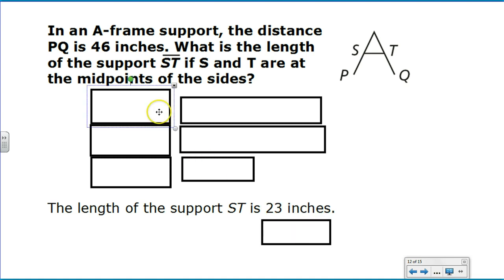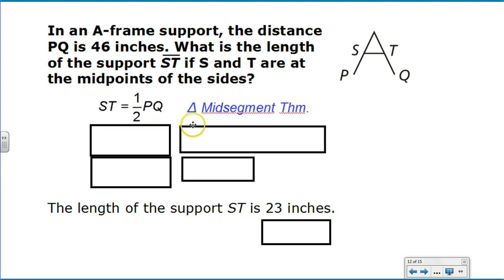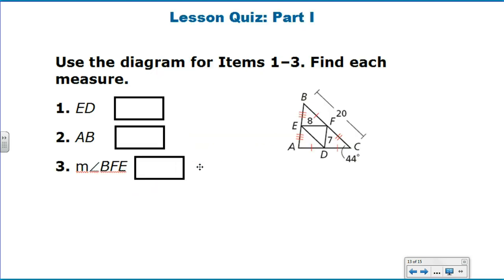We can prove it by saying that ST is half of PQ, based on our triangle midsegment theorem, right? And do we know the length of PQ? Yes, we do. It is 46, so we can substitute. And then we can simplify, and half of 46 is 23. Good job. Try the quiz, pause, come back, and I will reveal the answers for you.